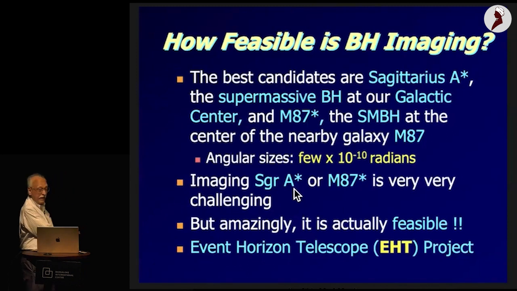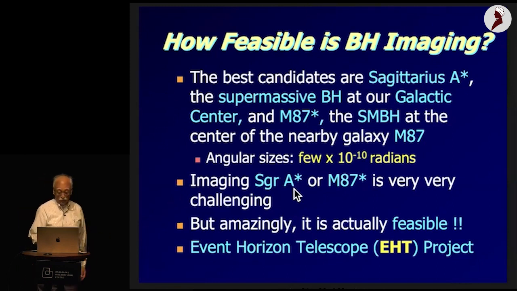One is this guy in the center of our galaxy, Sagittarius A star. The other is the black hole in the center of this M87 galaxy. In both cases, you can calculate the size of the ring that you expect, which is extremely tiny. It may not be obvious to everyone in the audience, but that is a challengingly small angle to resolve with an astronomical telescope. But this is really what the Event Horizon Telescope, or EHT, set out to do.